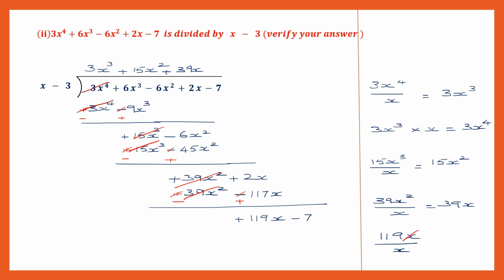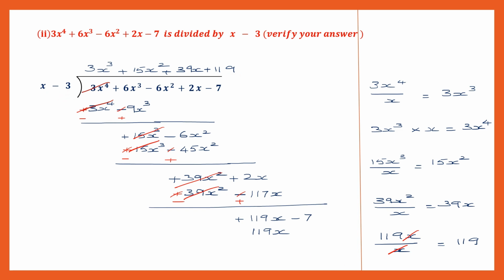Now here the x will get cancelled. So what do we have? 119, which we can write here. So that is plus 119. Now we have to multiply 119 by x minus 3. So 119 into x will give us 119x, which we will write here. So that is 119x. Now we're going to multiply 119 by minus 3.